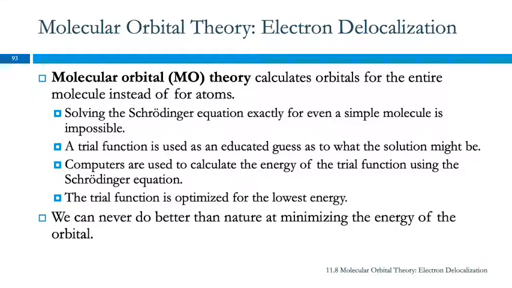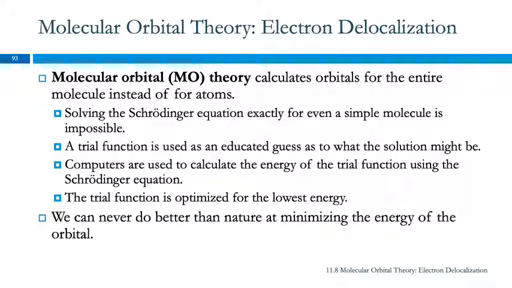Molecular orbital theory is the last bonding theory that we're going to talk about. And the difference here, as the name suggests, is that here we're looking at orbitals for the entire molecule instead of for individual atoms.